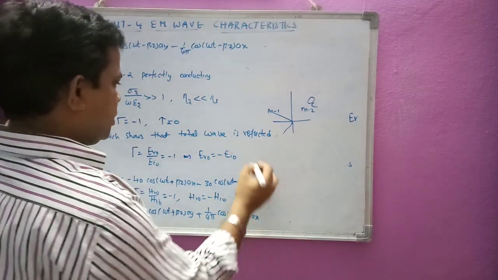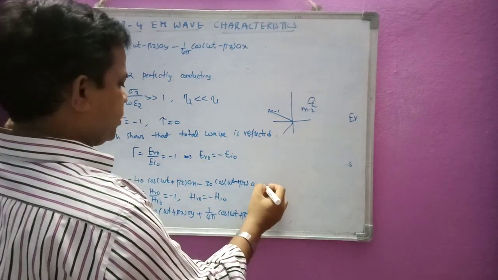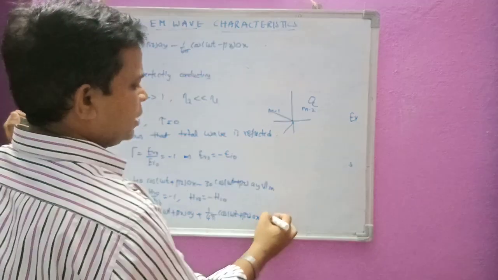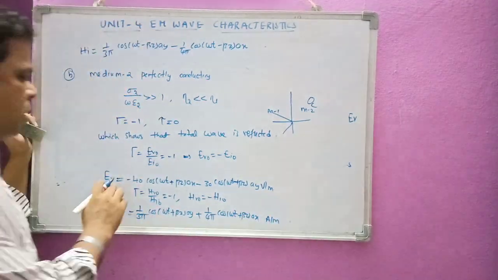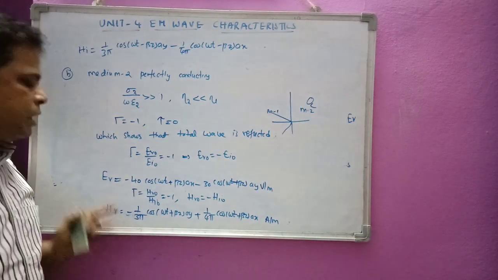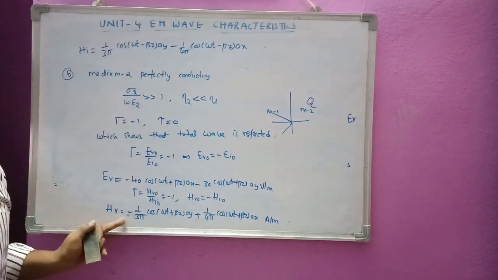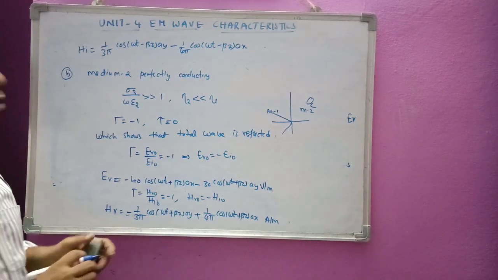So this will be volts per meter. We have to write the units, I forgot to write them here. Volts per meter, and here amperes per meter. So we have got the reflected electric field and the reflected magnetic field. Now the third question, part C.